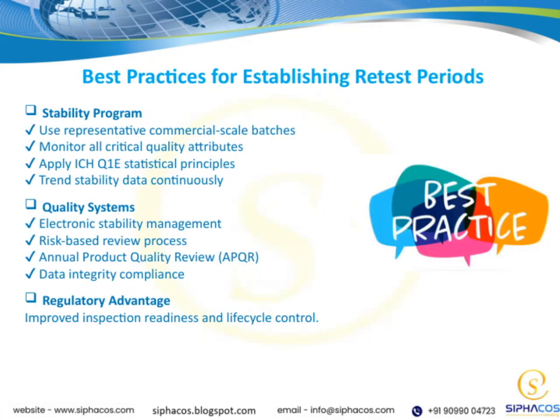When setting retest periods, we want to follow best practices that cover stability, quality systems, and regulatory benefits. For stability, that means using commercial-scale batches that truly represent the product, keeping a close eye on all critical quality attributes, applying solid statistical principles from ICH-Q1E, and continuously trending the stability data.